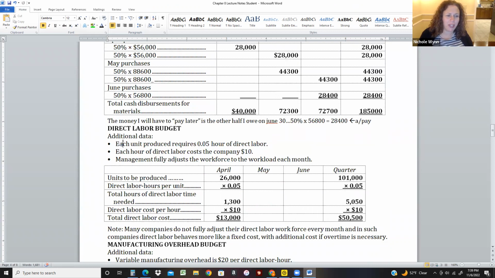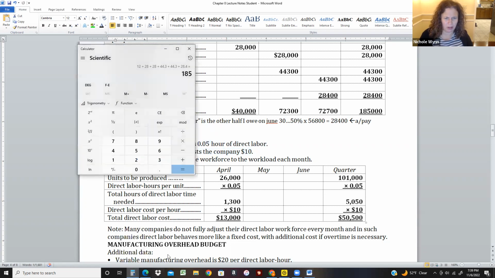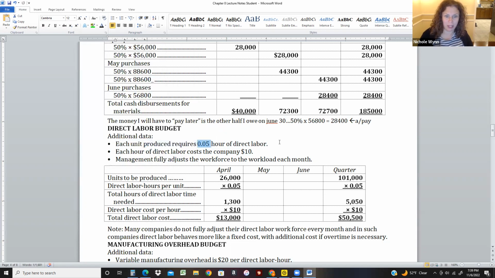Now we're going to do labor, and in the project and in the notes, we're going to do a very basic explanation of labor. So we are not going to pay overtime or anything like that. So we're going to pretend like our employees are all part-time employees and that we don't pay anyone overtime. So everyone works less than 40 hours, so we don't have to pay them overtime. All of our employees make $10 an hour, and each unit we make takes 0.05 hours to make. So how many is that? There's 60 minutes times 0.05. It takes us 3 minutes to make a unit.